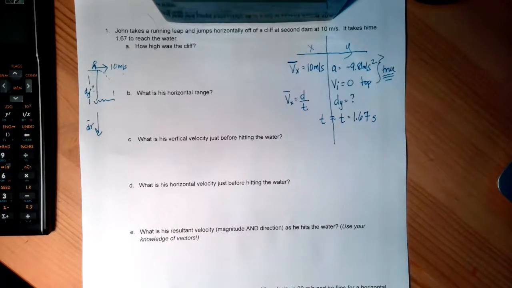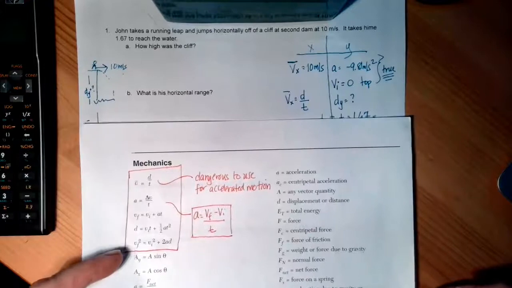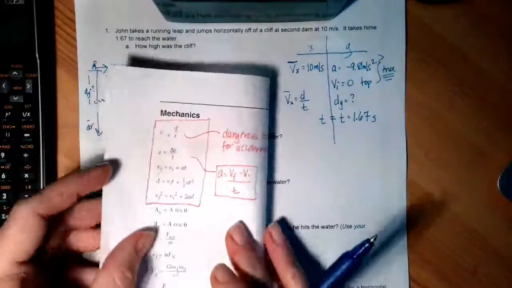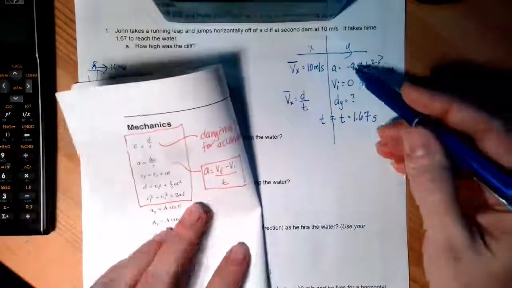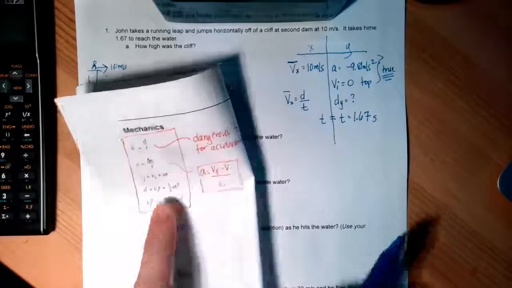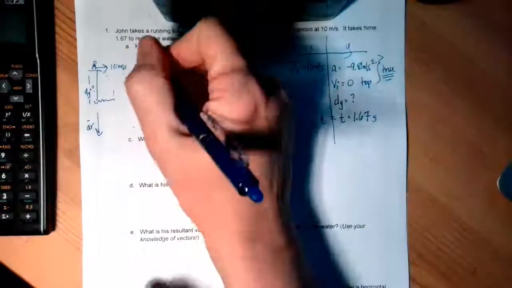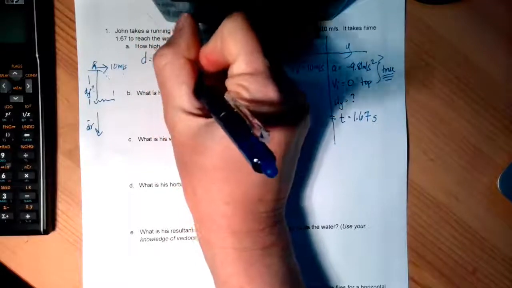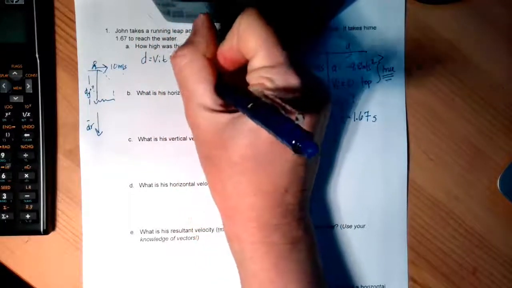So now we need to pick a formula from our reference tables that has all of these things and nothing else. And that formula is this one right here. So the formula I'm going to use is d equals vi t plus 1/2 a t squared.